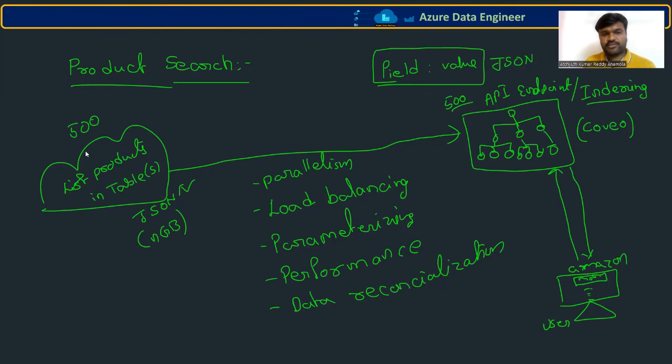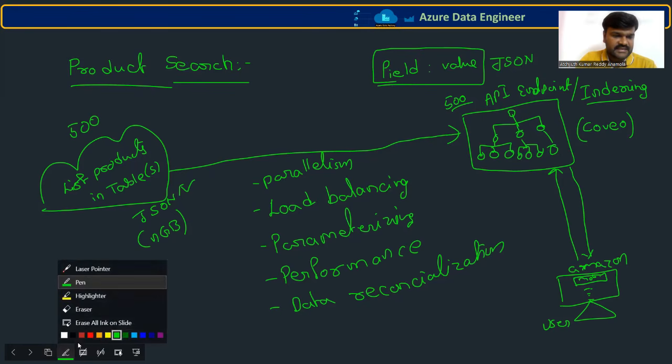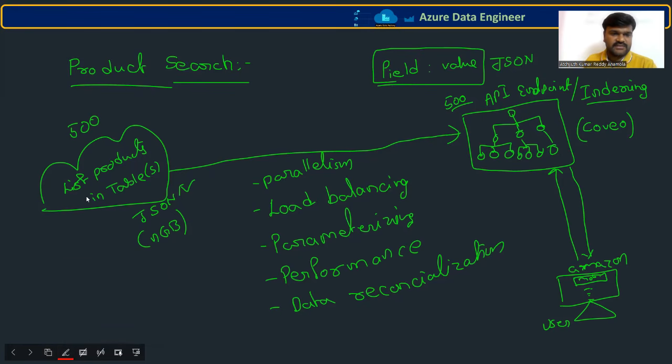How you are going to push data from your on-premise database, on-premise SQL servers or cloud servers to indexing sites, an API endpoint, and then how this is indexing and how quickly you are getting it. So as a data engineer, your task is here only. From here to here, how you are pushing data.